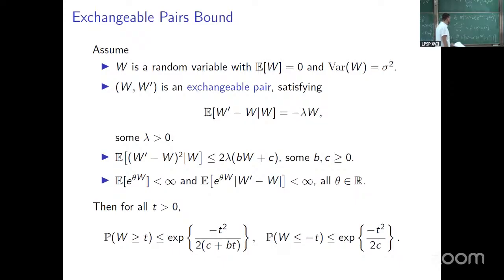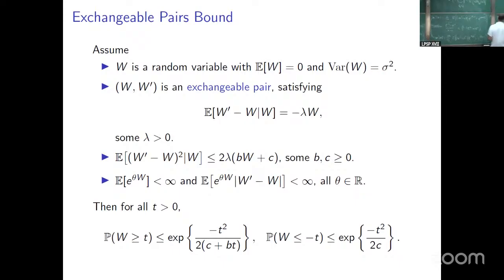Okay, and then exchangeability again says that this is equal to, by exchangeability, absolute value of theta on 2 lambda times the expected value of W prime minus W squared e to the theta W. And now we can use this third bullet point here, that the expected value of W prime minus W squared given W is bounded by that. So we condition on W, the MGF comes out, and all we're left with is this conditional expectation squared.